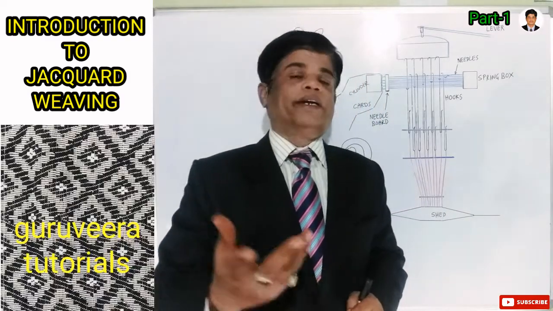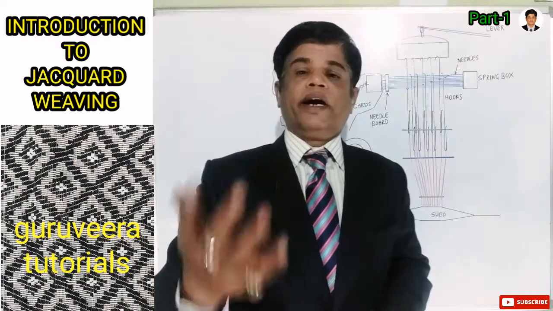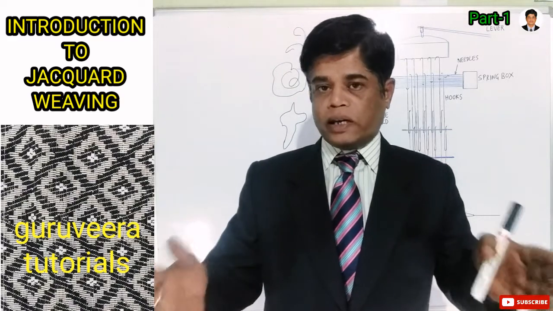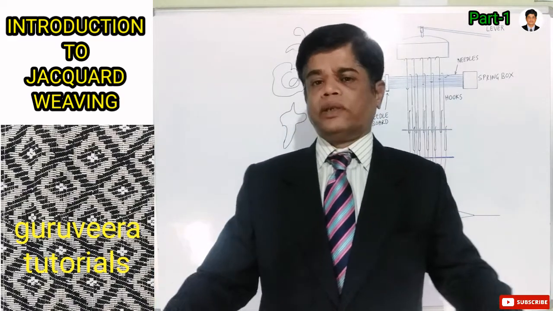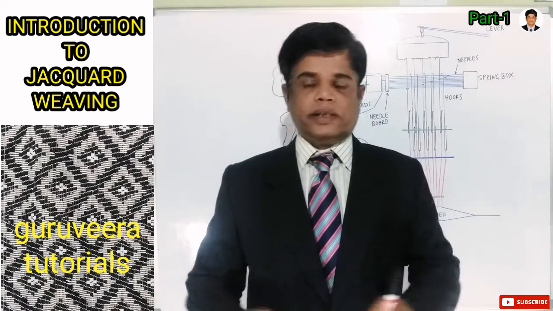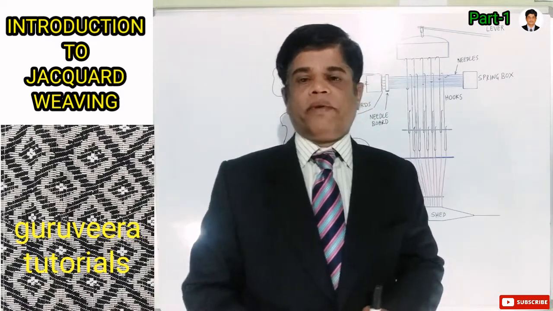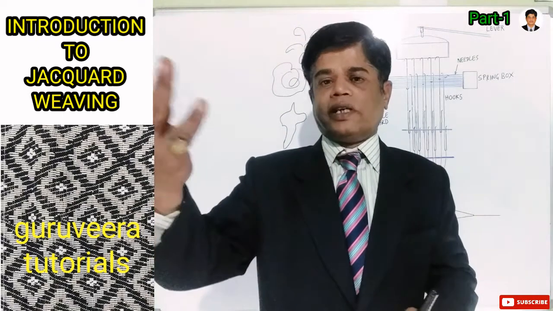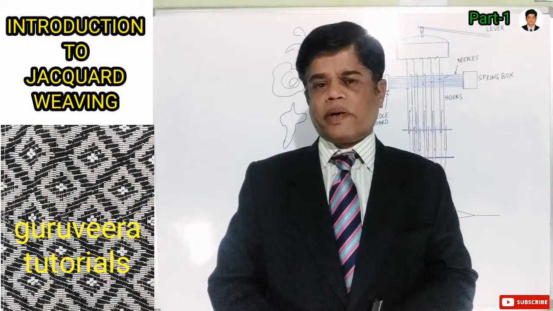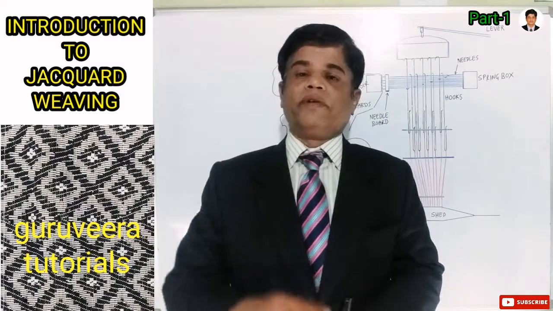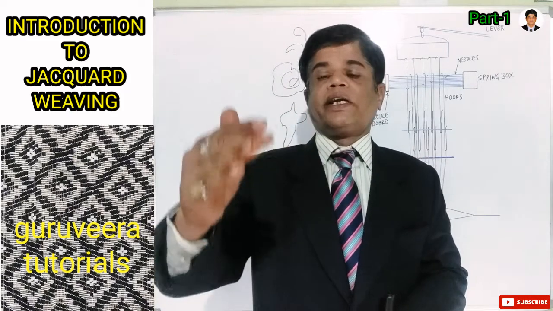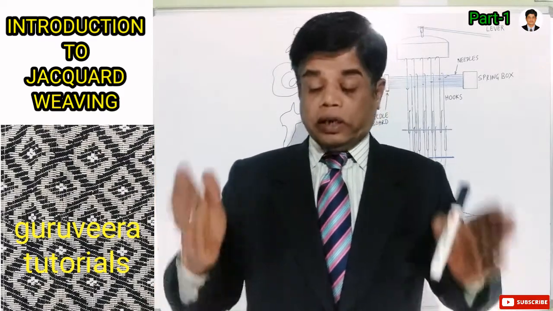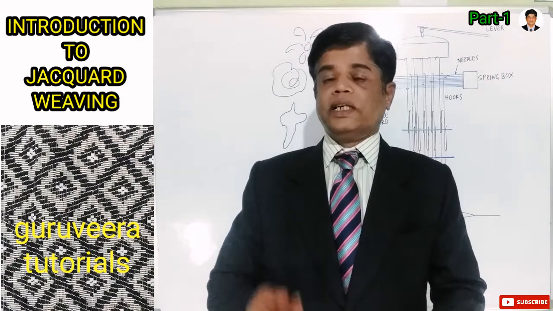Minimum how many heels are required? Minimum 16 to 18, more than 10 heels are required. That cannot be accommodated in a simple loom without a dobby. In plain weave, two heads are enough. For satin or broken twill or anything, 4 or 6, maximum 8 heads can be operated. But if the dobby is attached, 16, 28 or 40, up to 40, more than 40 also, heads are operated, heads are lifted.